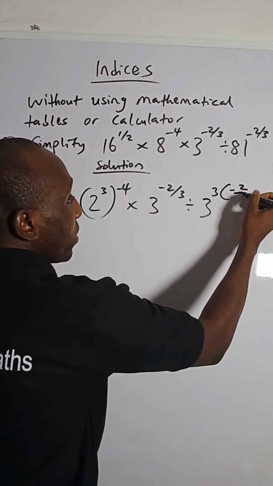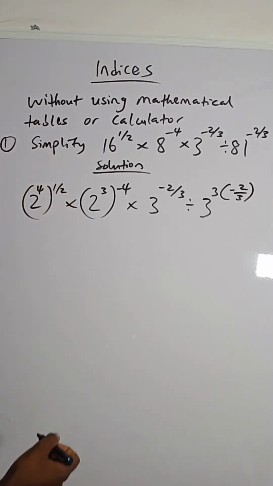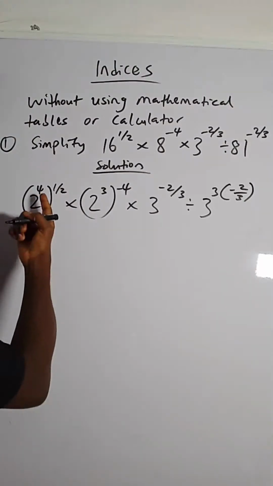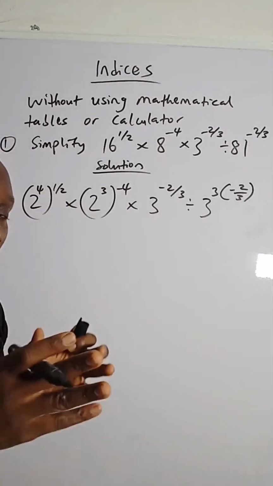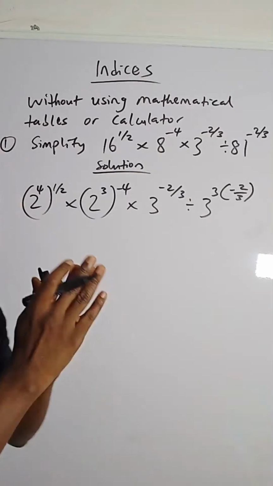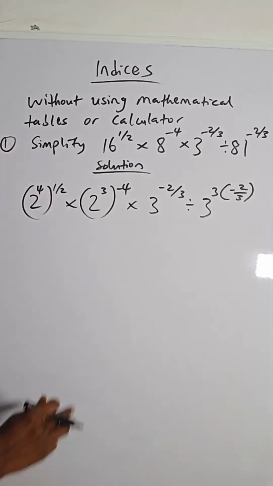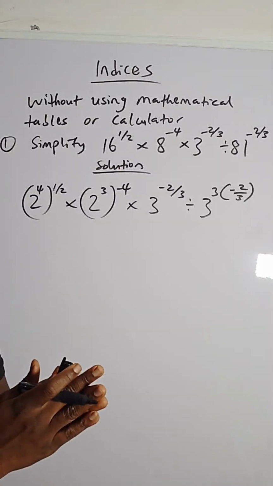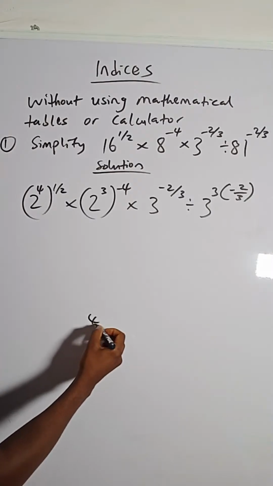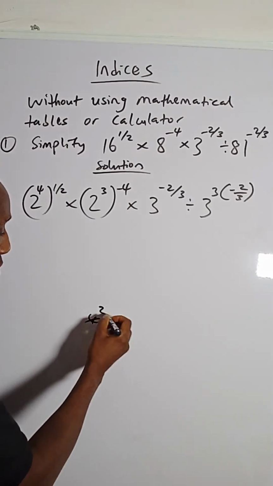We have negative 2 over 3. Are you with me? So let's come here. This is 4 times, from the power of a power rule. We talked about this in the first lesson. Power of a power rule. That's 4 times 1 over 2. They are both powers, so you multiply them. 4 times half is 2. 4 times 1 over 2, so that's 2.